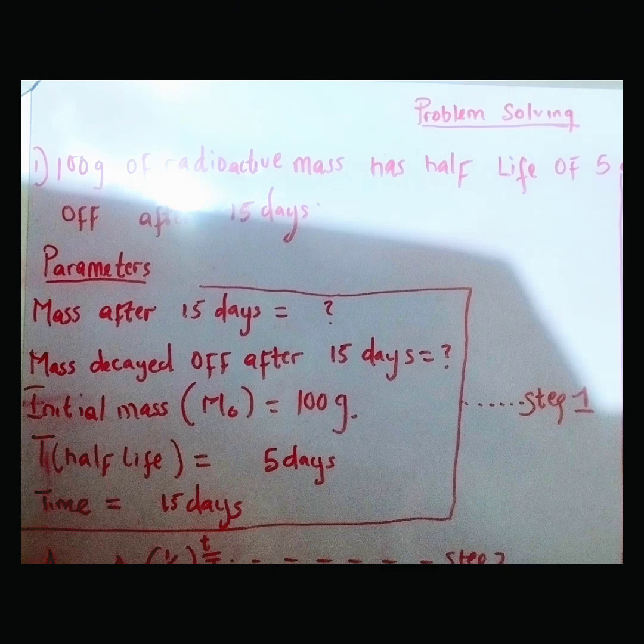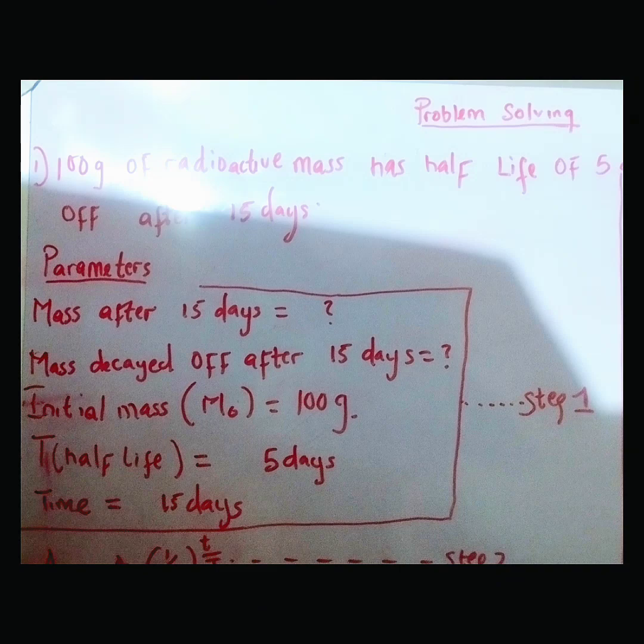So the parameters we firstly brought out here is mass after 15 days. And we have another thing, which is mass decayed off after 15 days. Mass after 15 days is different from mass decayed off after 15 days. So what does this simply mean? It simply means that after 15 days there is some remnant of the mass, and after that 15 days there have been some mass that have been decayed off before the actual remnant of the mass after 15 days. So under step one, we still have something we know as initial mass.